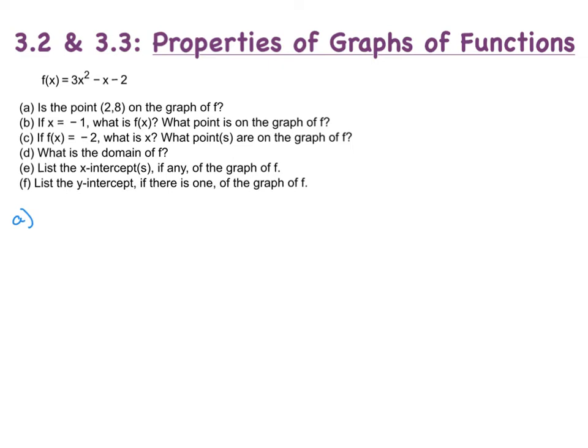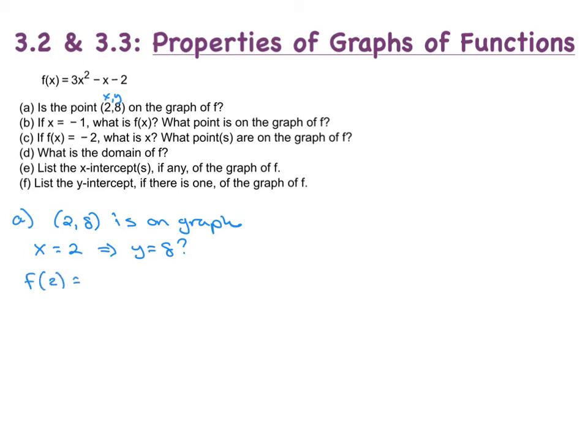Part A says, is the point (2, 8) on the graph of f? What I do not want you to do in this case is try to graph it using Desmos or a graphing calculator. Instead, remember that the ordered pair is an x and a y. So if you're checking if (2, 8) is on the graph, that would mean the same thing as asking x equals 2 gives y equals 8. So let's plug in x equals 2.